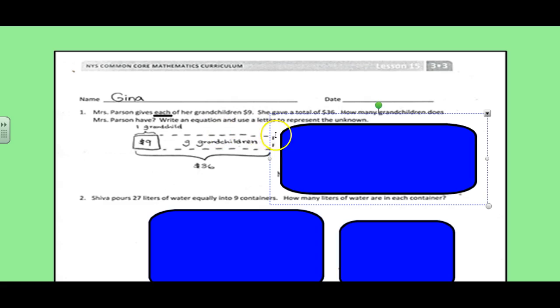Yours may not have these dotted lines. Yours may have ended up with how many grandchildren she actually had. But we knew that first one grandchild had $9. So if we kept making groups of 9, we would have figured out how many grandchildren she had. And for this one, since the question said how many grandchildren, we're going to use the letter G to figure out how many grandchildren she actually has.